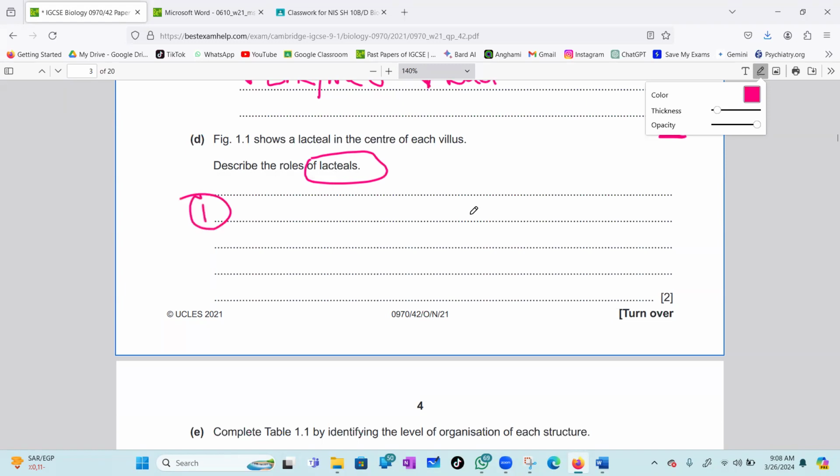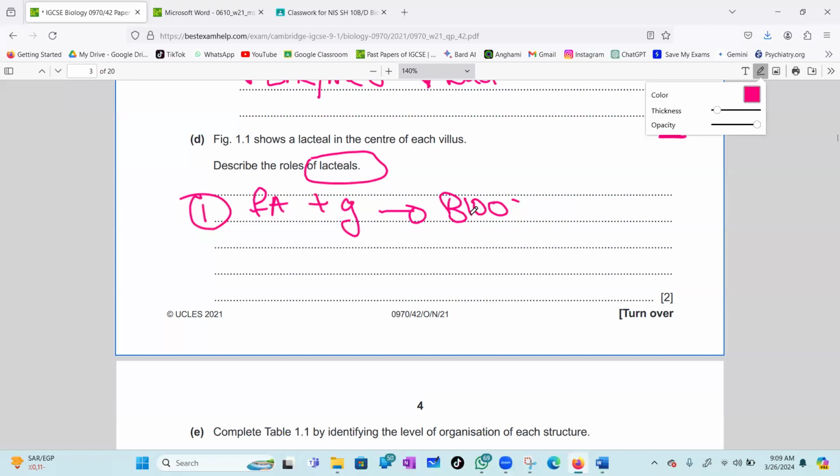What does it do? Absorbs the glycerol. Cholesterol and fatty acids. Absorb fatty acids. Very good. But again, there is a continuation missing. So it will absorb the fatty acid and glycerol and return it to the blood. Correct.